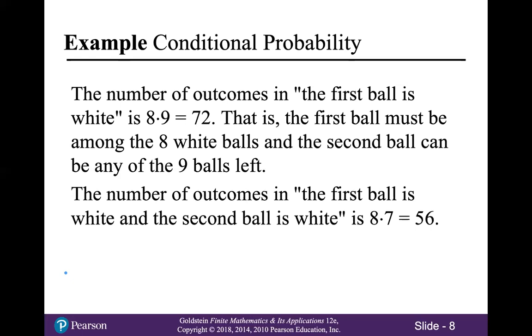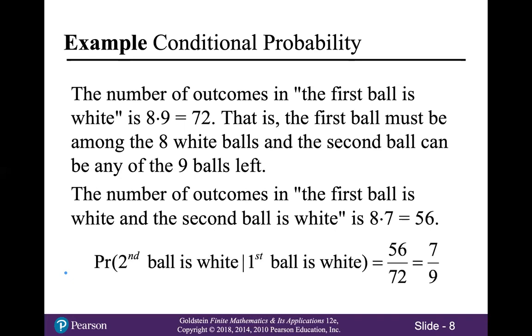The number of outcomes in the first ball is white and the second ball is white is 8 times 7, which is 56, because there are 8 ways that the first ball can be white and then only 7 ways that the second ball can be white because one of the white balls is gone. Therefore, the probability that the second ball is white, given that the first ball is white, is 56 over 72, which simplifies to 7/9.